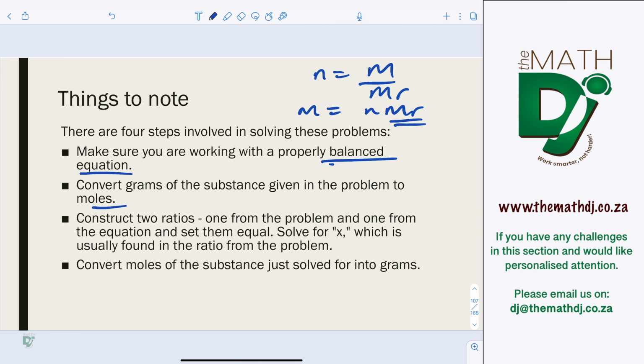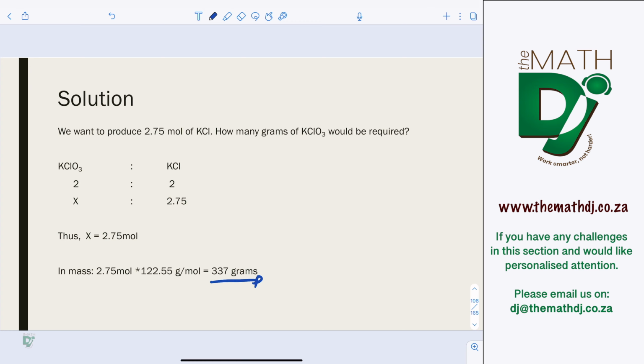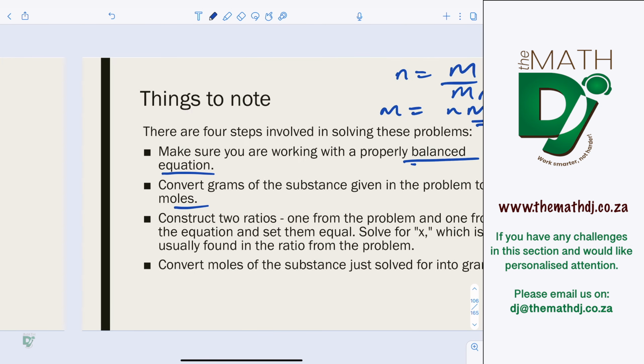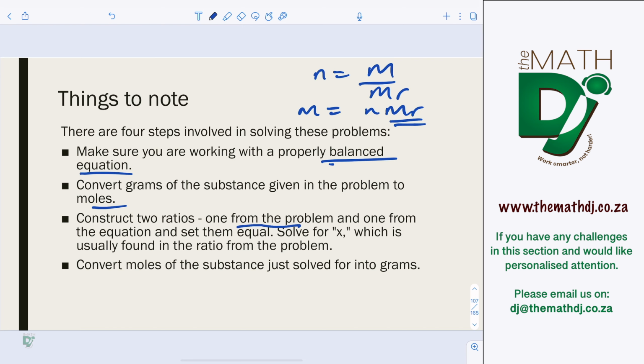This is basically what we were doing. If you look at this case, one is from the equation, the one given and the one that is needed. In this case we were working with oxygen. One was given and the other one we were looking for. That's what we mean by 1 from the problem and 1 from the equation. Then set them equal and solve for x. This is basically what we're doing.